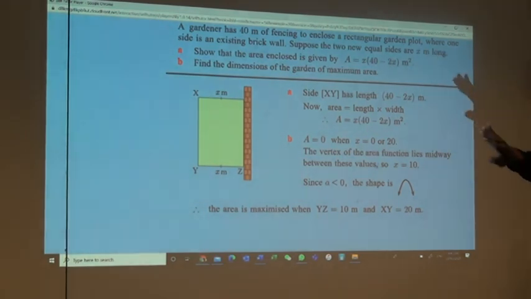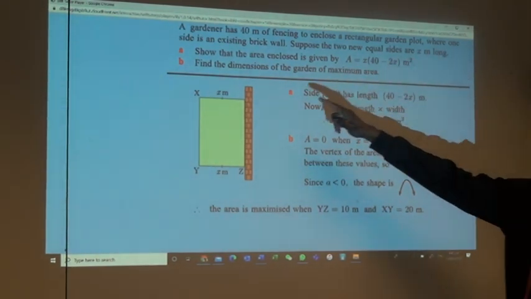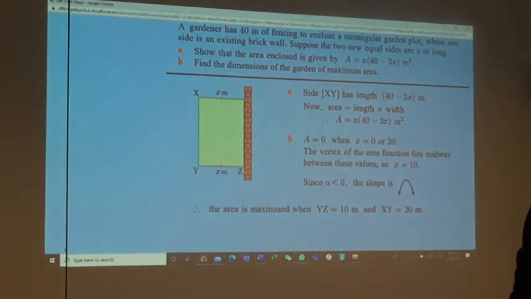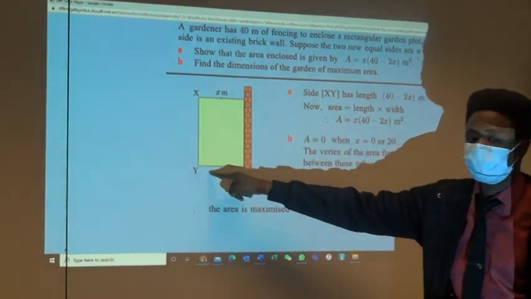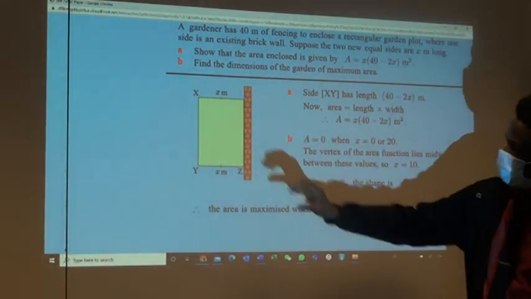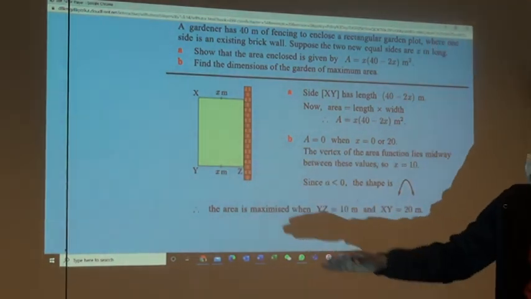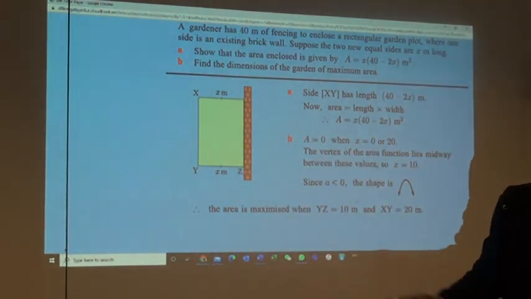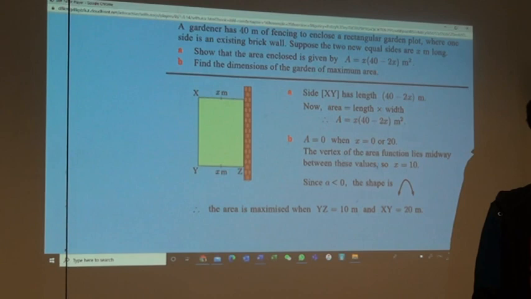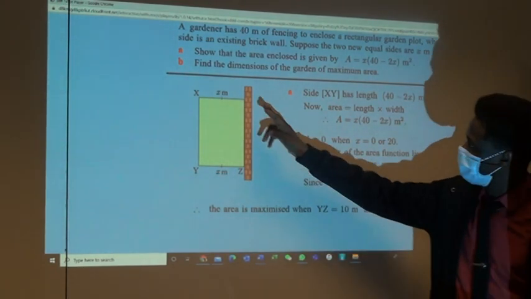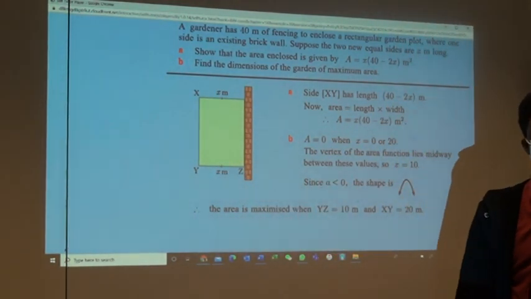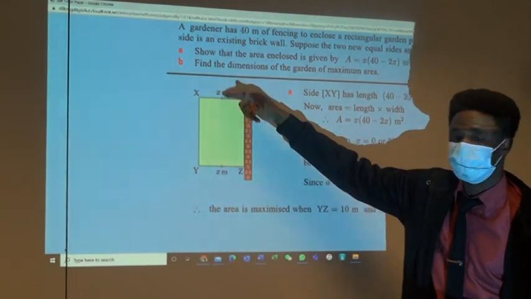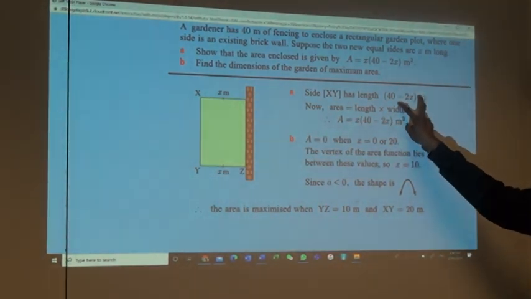Remember, it's talking about show that the area is this. This is already our x. Remember, the entire fencing is 40. So this unknown, we said earlier, there's no need to call this y if they are all related. And the relationship is that the addition of everything is 40. So this is just 40 minus these two.